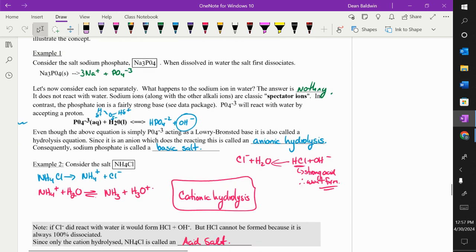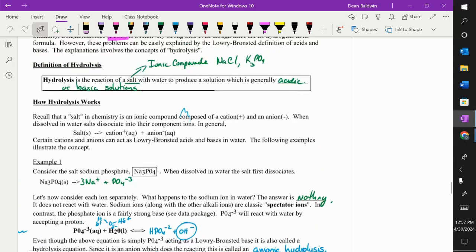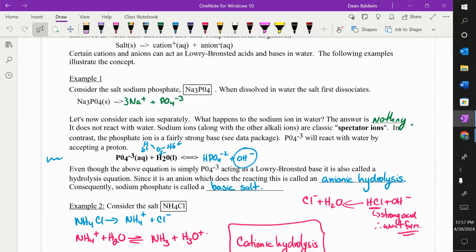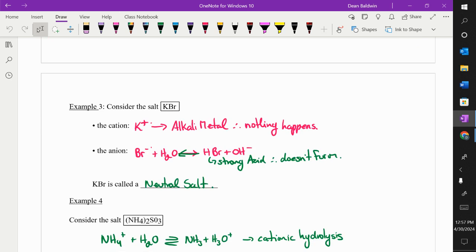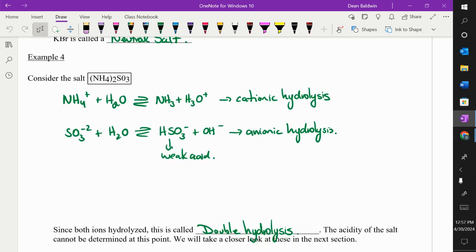And if we had anionic, where's an anionic? Sodium phosphate. The phosphate group, because we don't care about sodium, picks up a proton and we formed a basic solution. So anionic gave us basic, cationic gave us acidic solutions. There were neutral, where if they both formed a strong acid or base, nothing happened because strong acids and bases dissociate 100%.